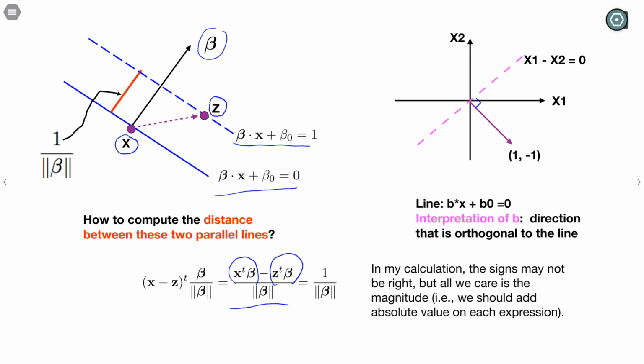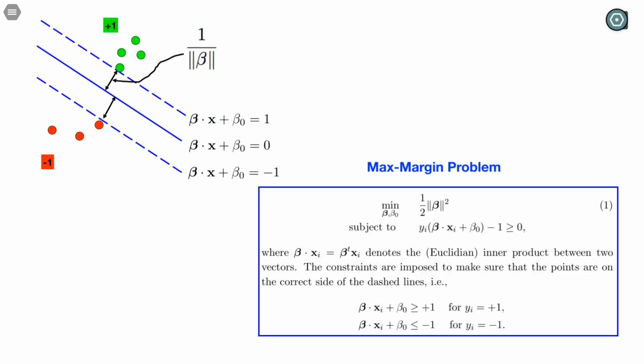So we have figured out that if we place an avenue between the two groups of points using those lines, and those lines are parameterized by the slope beta and different intercepts, the half width of the avenue is actually equal to 1 over the norm of beta. So to maximize this is equivalent to minimizing half of the beta norm squared. So this is our so-called max margin problem.